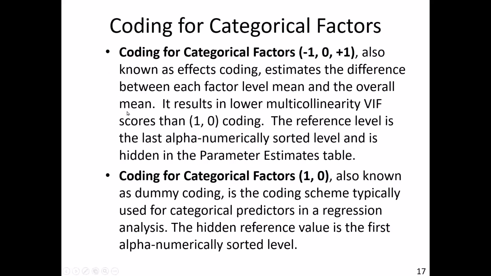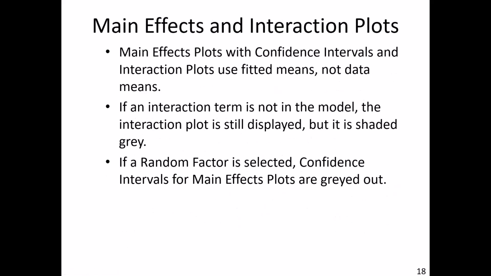Okay, so we've changed the default. The reason for that is that this particular coding scheme results in lower multicollinearity than the dummy coding. And the reference level is the last alphanumerically sorted level and is hidden in the parameter estimates table. All right, so that's coding.